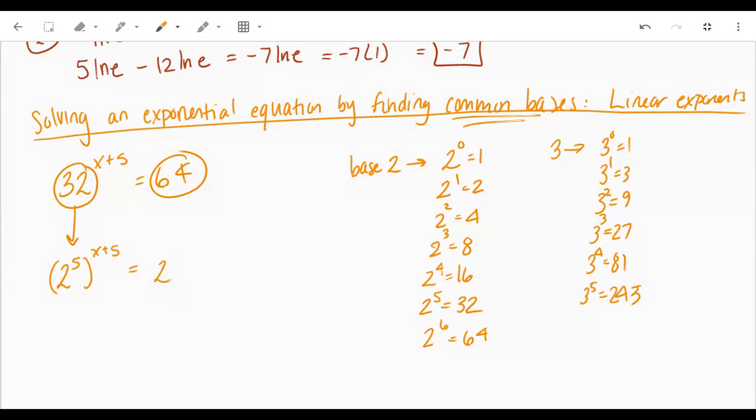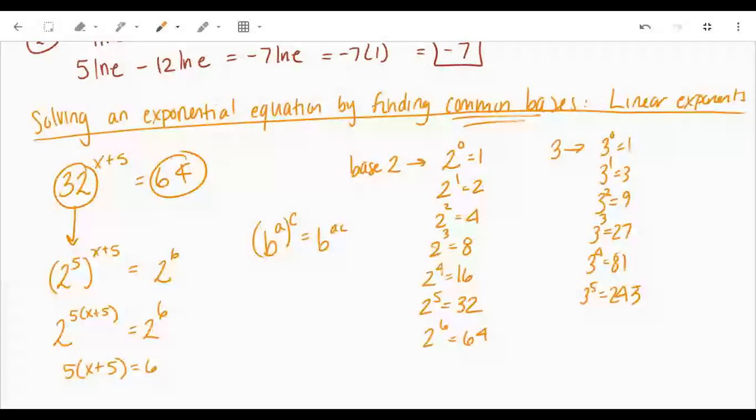And then your 64 is 2 to the 6th. Okay? And then you use your power of a power rule. Remember that b to the a to the c is b to the ac. Okay, so we can write this as 2 to the 5 times x plus 5 equals 2 to the 6. And then that means that 5 times x plus 5 has to equal 6.